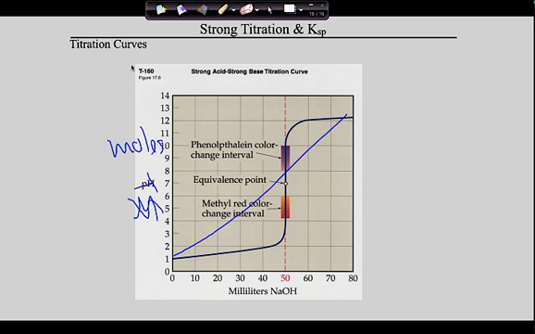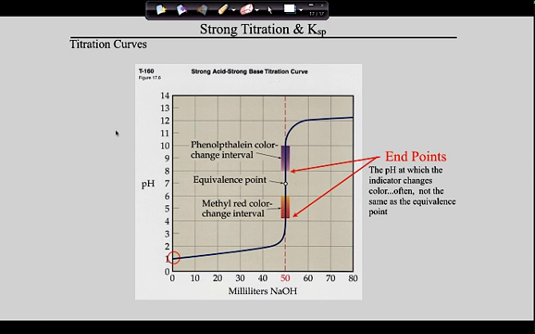Okay, so guys, with all of that said, we need to figure out how to tackle this stuff mathematically. So we understand initial, before equivalence, at equivalence, and after equivalence. And then guys, a term that you may want to tuck away is the term endpoints. The endpoints are the colors at which these things change, the point at which the indicator changes color, which we now understand is not the same as the equivalence point.